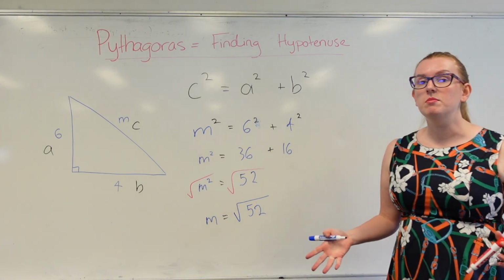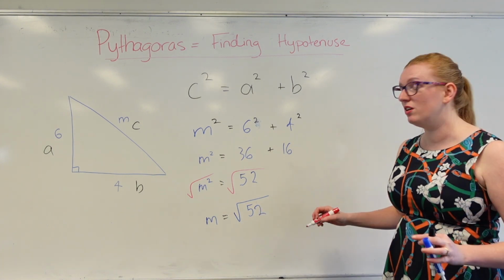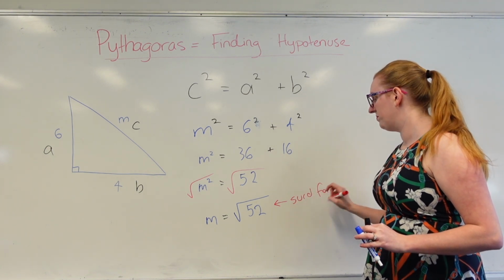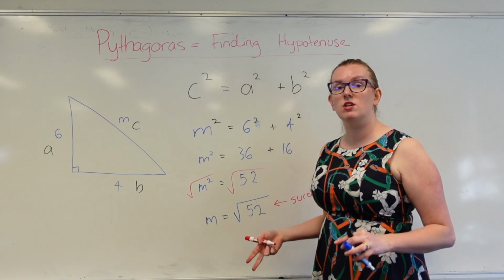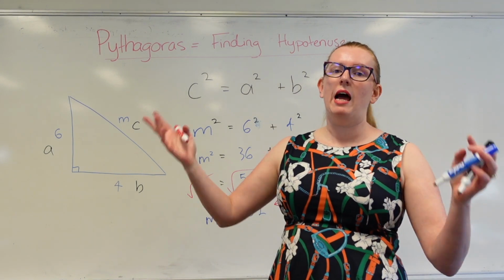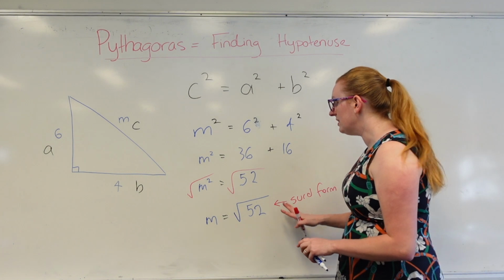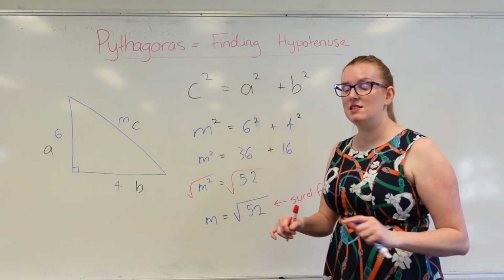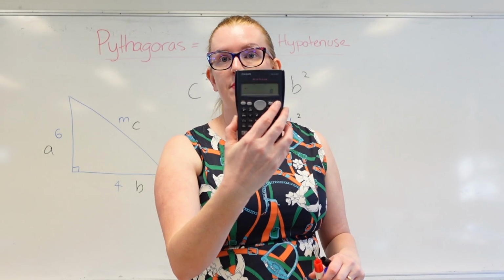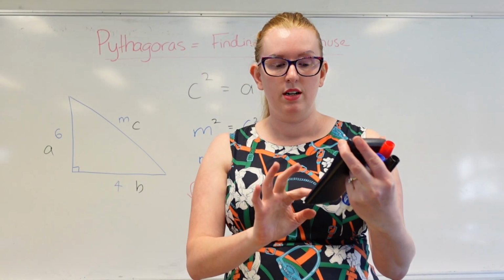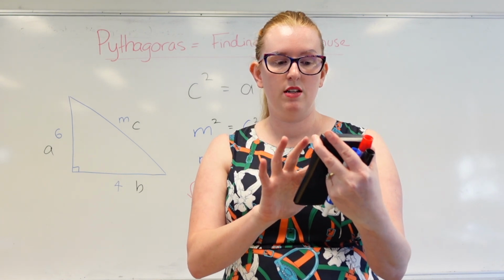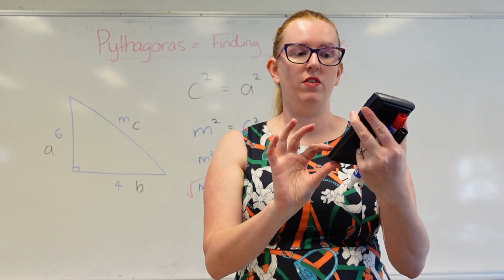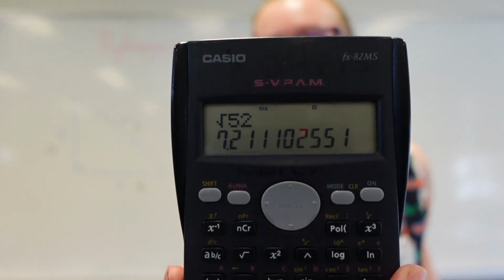And now, sometimes a question will ask you to leave your answer in surd form, and that's what this is, surd form, because it's got a square root in there. And other times you'll be asked to solve the question to however many decimal places. So imagining that this question asked us to solve it to, say, 2 decimal places, we'd get out our calculator, and in our calculator, we would do square root, which looks like that, and then we go square root of 52.